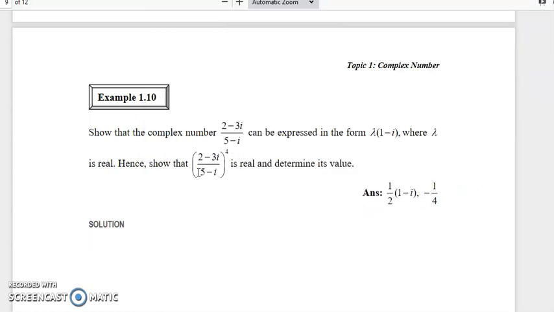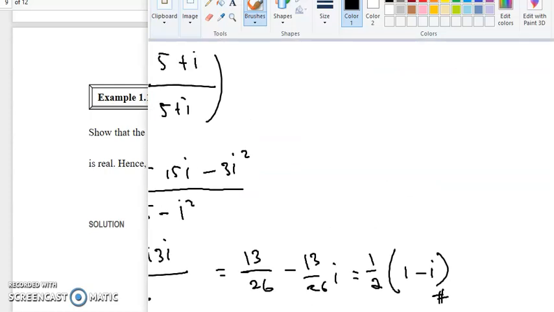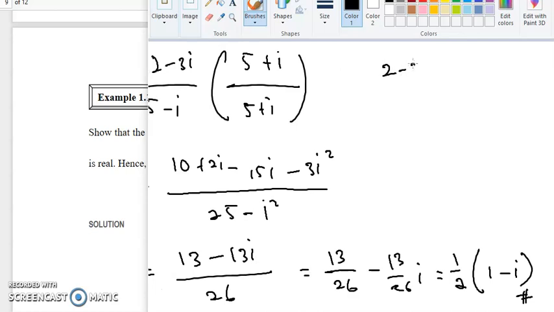And as for the next question, which is hence show that (2 minus 3i) over (5 minus i) to the power of 4 is real and find its value. So actually, you just need to multiply one by one. What we'll be having there is (2 minus 3i) over (5 minus i), right? So just do it, make it squared.